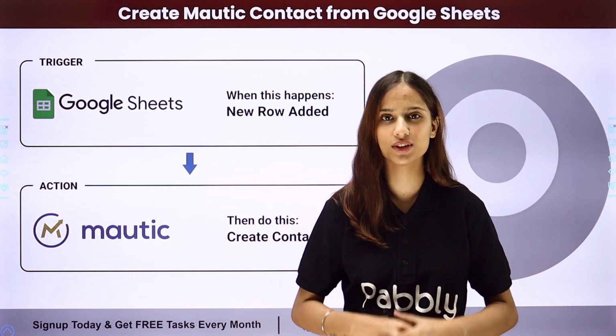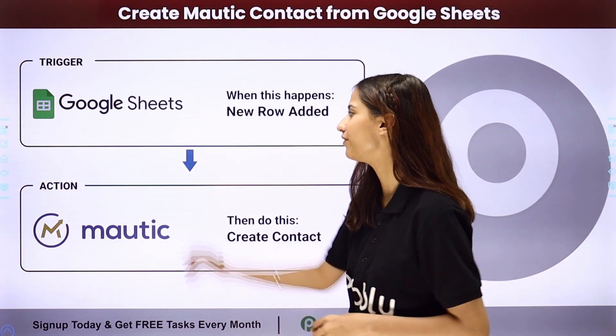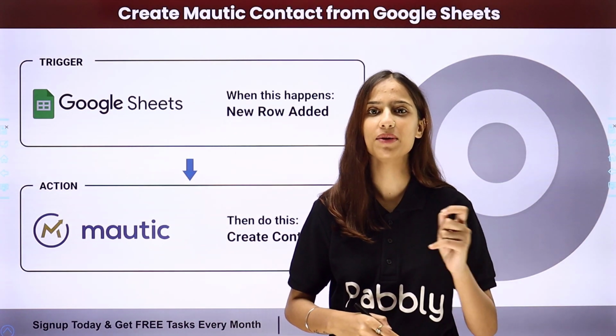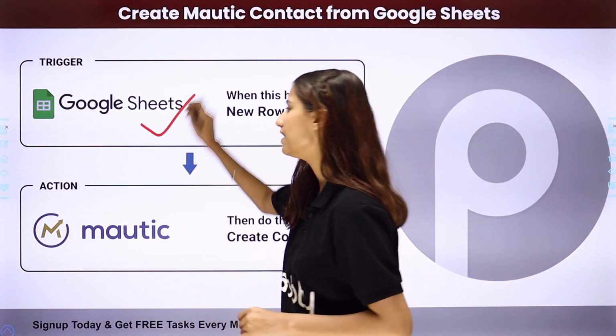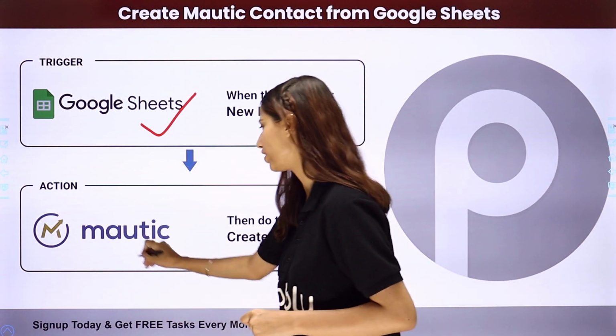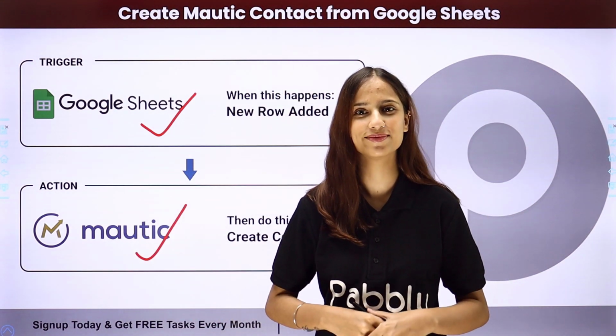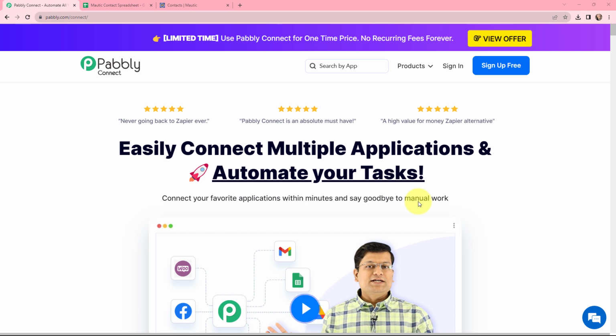Now, to do this, I need to build an integration between these two applications, for which I will be using Pabbly Connect, where my trigger application will be Google Sheets and my action application will be Mautic. To learn more about this integration, follow me through the screen. In this video, we will understand how to create a Mautic contact from Google Sheets.